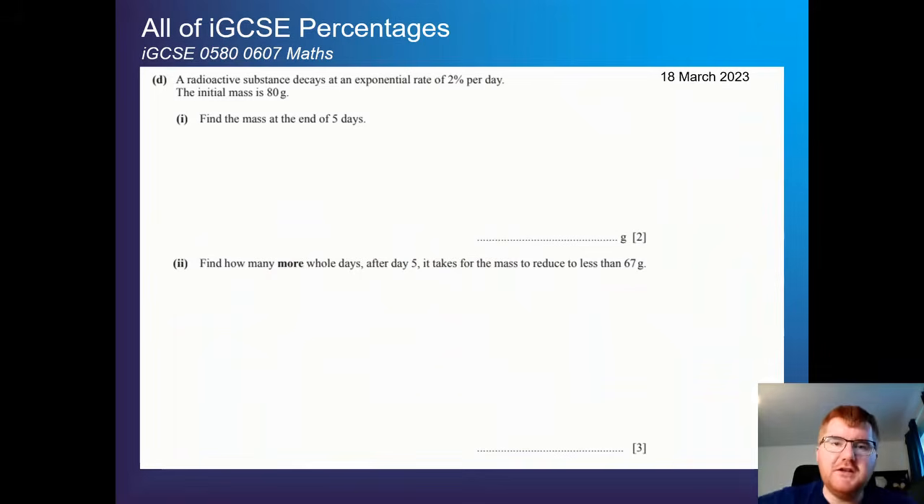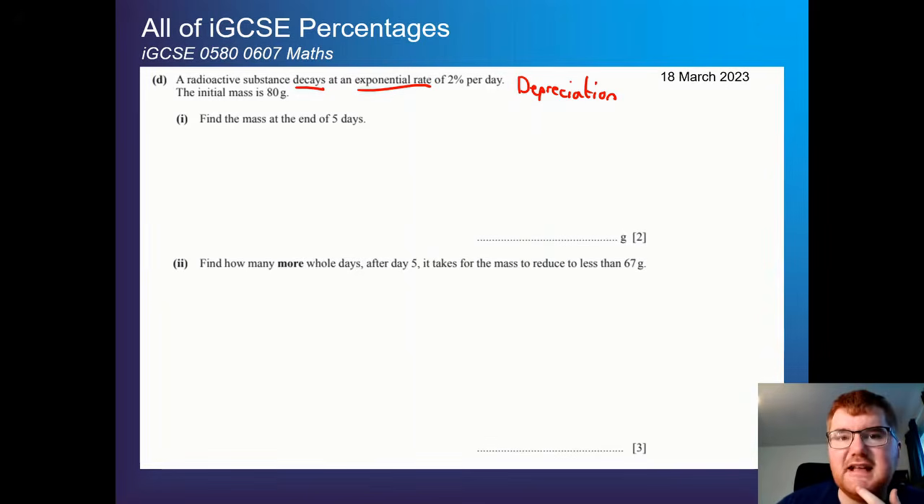And part D, which is often on the 0580 papers specifically, is this idea of exponential decay. Okay, this works essentially in the same way as depreciation or compound interest, but going downwards instead of upwards. So a radioactive substance decays at an exponential rate of 2% per day. The initial mass is 80 grams. Find the mass at the end of 5 days.